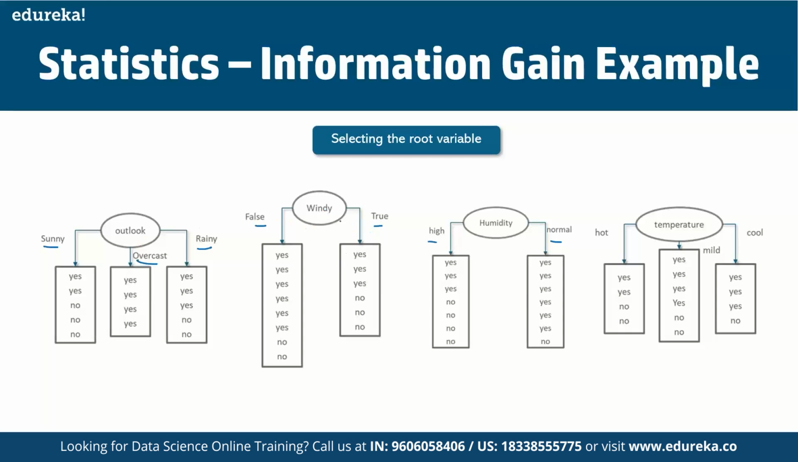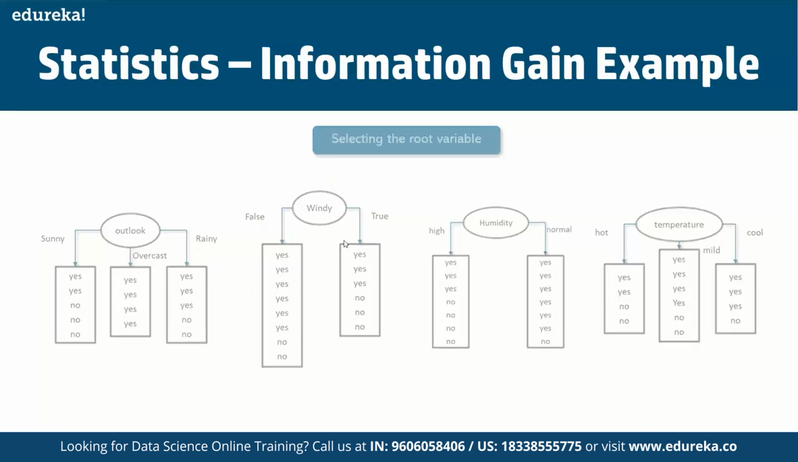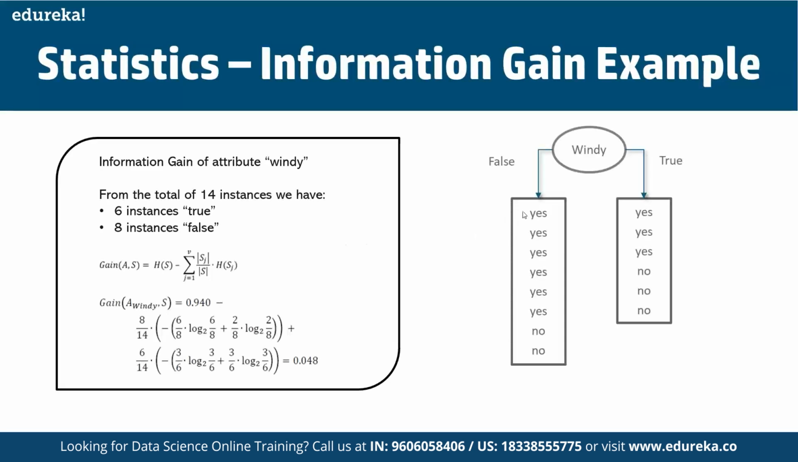This is a small example. How many data points do you have in windy? So I have 1, 2, 3, 4, 5, 6, 7, 8, 9, 10, 11, 12, 13, 14. So I have a total of 14 data points. 8 data points went to the false side and 6 data points came to my true side, right? So what is the formula for windy? So I have 8 data points here and 6 data points here.